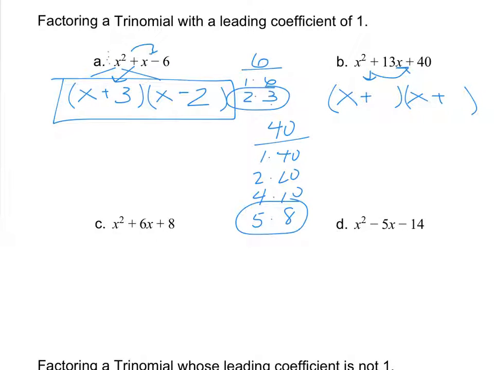So I see that 8 and 5 is 13. I place the larger number in the first parentheses and the smaller in the second. And this is the factored form of x squared plus 13x plus 40.